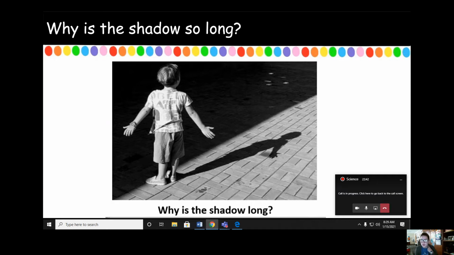What could possibly contribute to making the shadow so long? I want you to think about that. What could make that shadow so long? Besides what you just answered, I want you to think about what exactly it is. What is the main thing that is making that shadow long? What is the main thing that is affecting that shadow? We are going to stop there on this picture, and our little experiment today is going to answer that question for you.